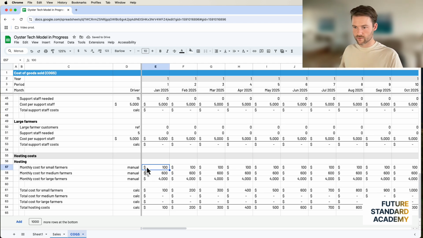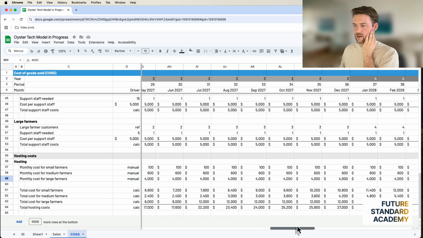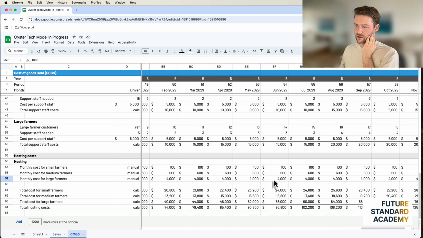So monthly costs for small farmers for hosting, I'd say $100 a customer. Medium would be $600 a customer. For large, they need $4,000. Because I left these manual, you can make adjustments year over year. If you think that hosting costs are going to increase later on, you could do that.